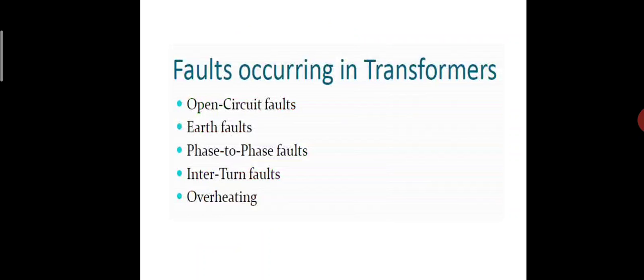Faults occurring in a transformer: open circuit faults, earth faults, phase to phase faults, interturn faults, overheating.